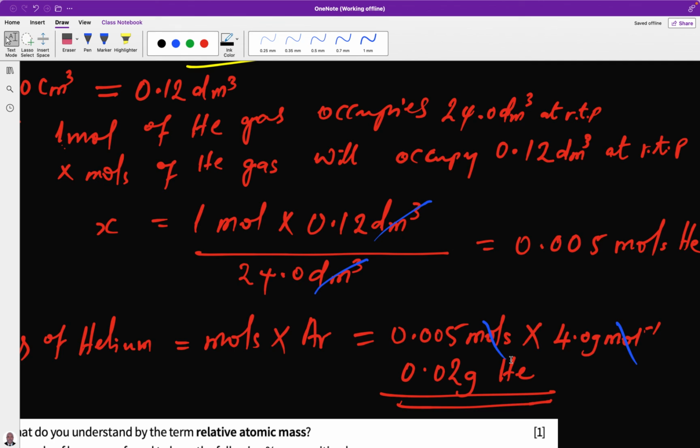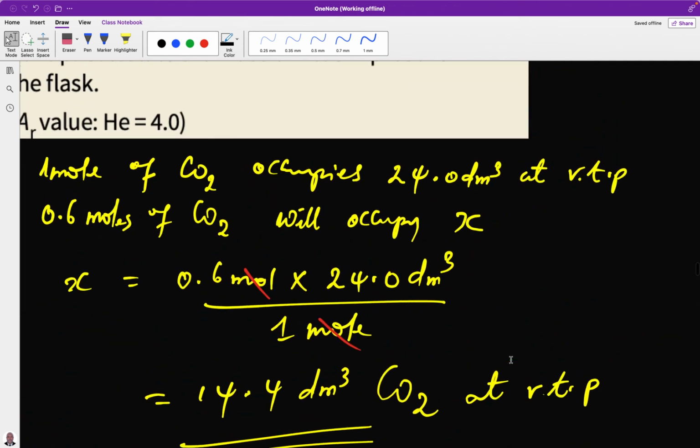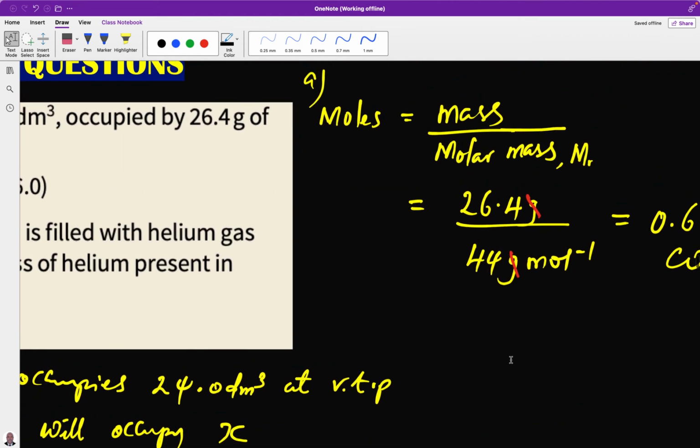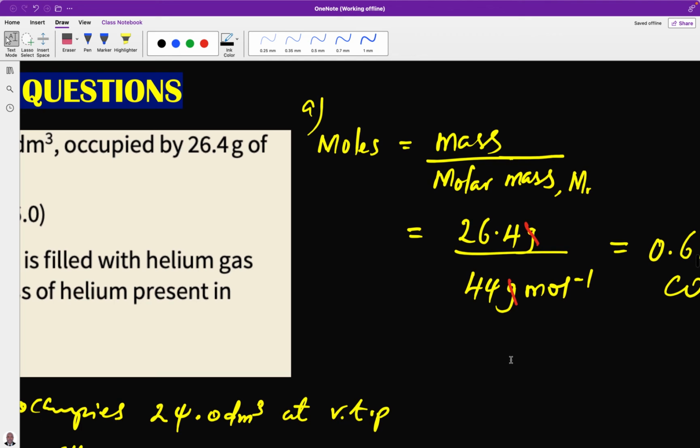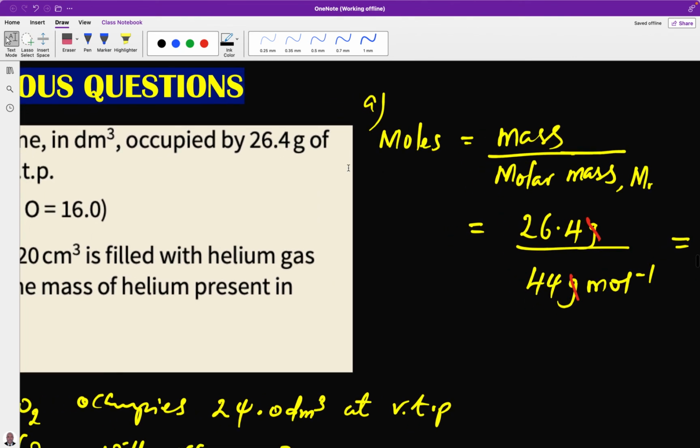But we are told to calculate the mass. Remember in our relation, look at the relation up here, we said moles equals mass divided by molar mass. Molar mass, or relative atomic mass in case you are dealing only with an element. So in that case, the mass will be the number of moles times the relative atomic mass.